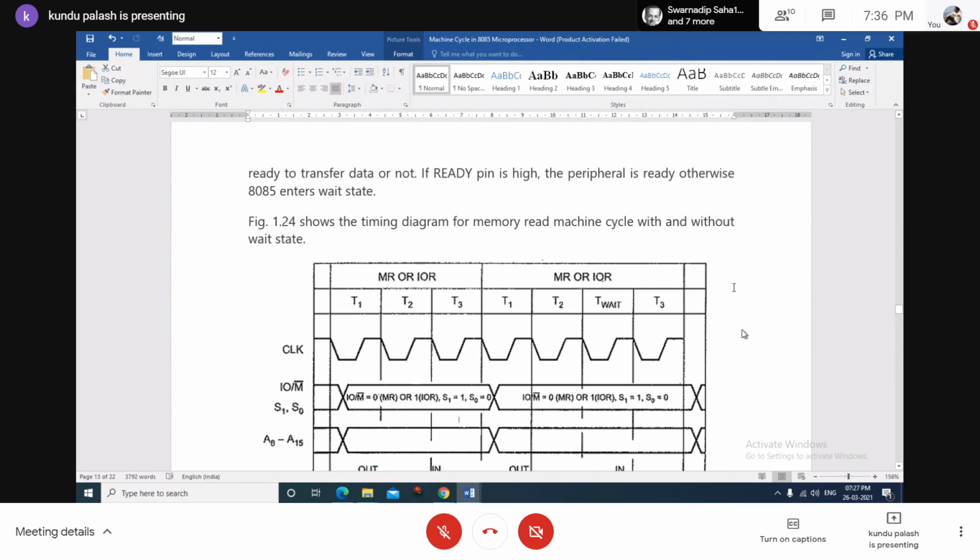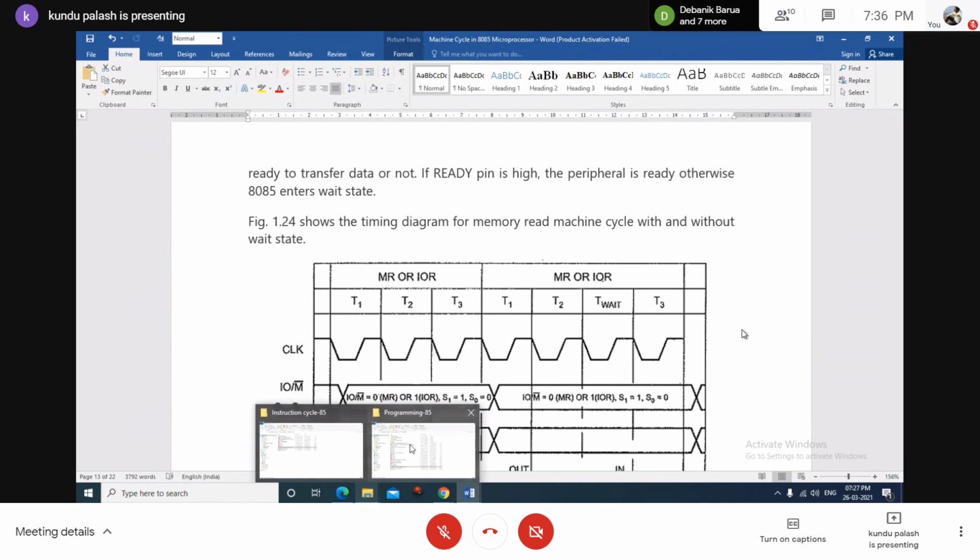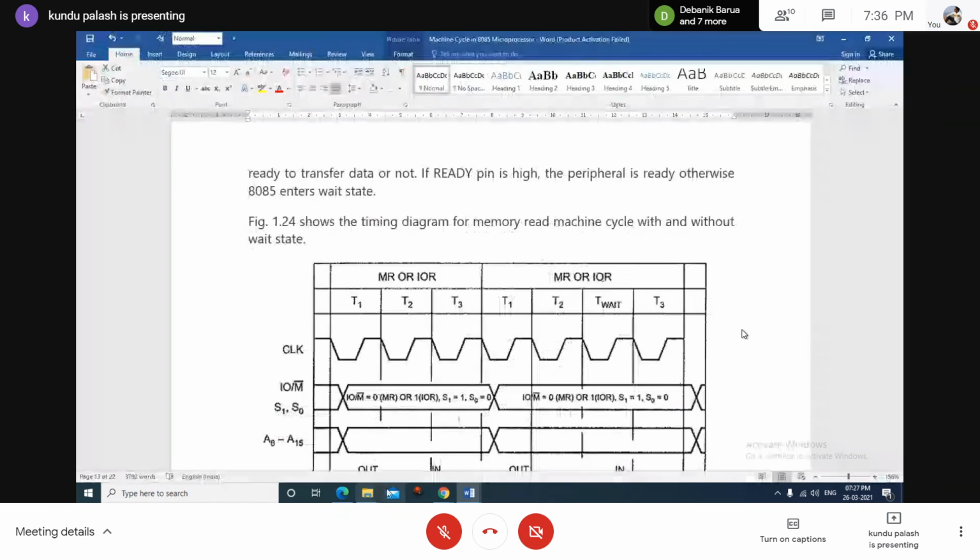If the ready input is permanently tied to high logic, the microprocessor will not initiate any wait state. But in general, the input signal is generated with a hardware logic signal. What is that logic signal? This is the logic signal.